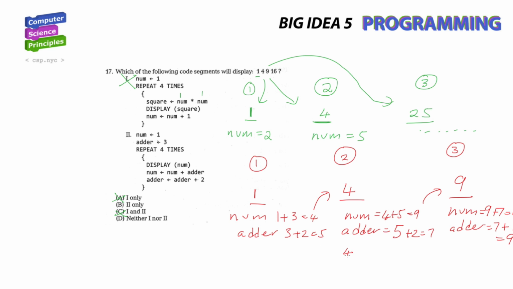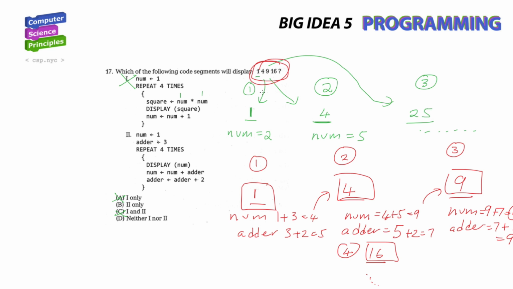So now the fourth time, this is the last time for the repeat, it's going to display the num. So the num we already have all the way over here. So it's going to display 16. And then it's going to do a bunch of other things, but we already see it. Like inside each of these boxes, 1, 4, 9, and 16, those are exactly what we have here. And so code number 2, segment 2, does in fact show what we were asked. So our answer is B, 2 only.